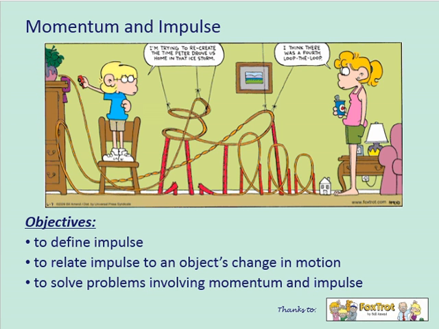So our objectives for this lesson are to be able to define a term we call impulse, which is essentially the change in momentum of an object. We want to be able to relate impulse to an object's change in motion and therefore its change in momentum. And finally, we want to be able to solve problems involving momentum and impulse.